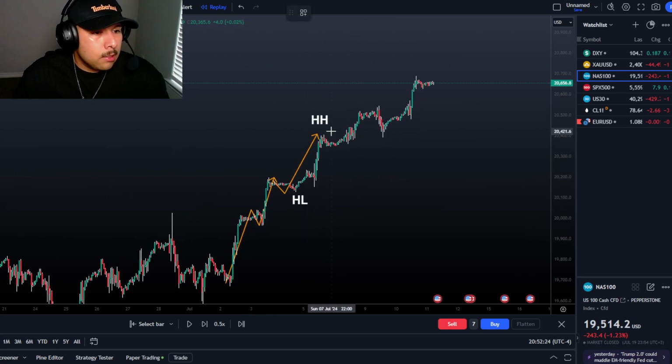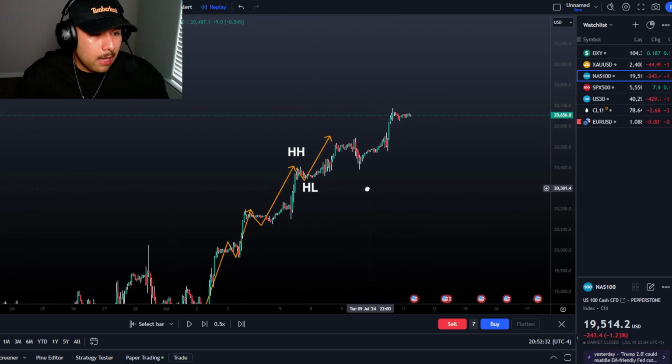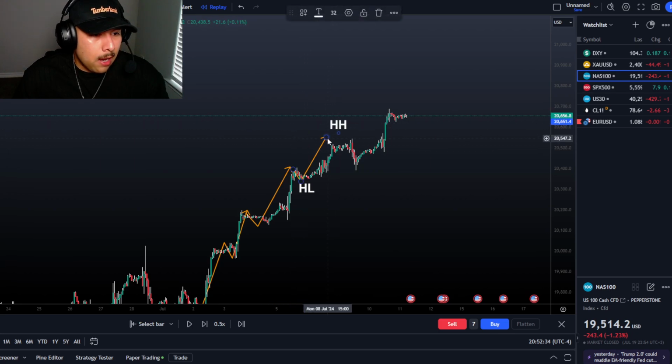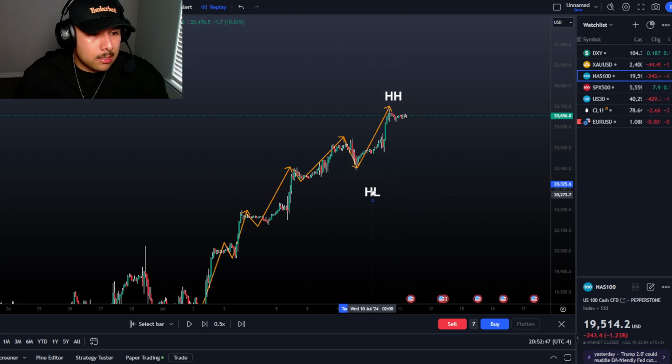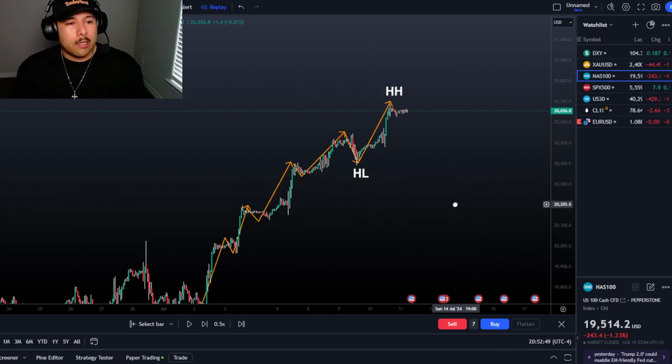So then what did price do? Price came down just a little bit, came back up, broke this previous higher high. So now this is a valid higher low. Now this is a new higher high right here. Price came back down, tested it around this level, and then came back up, broke this previous higher high, creating a new higher high. So now this is a valid higher low, right?